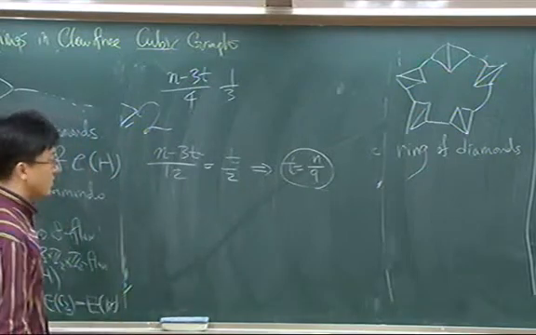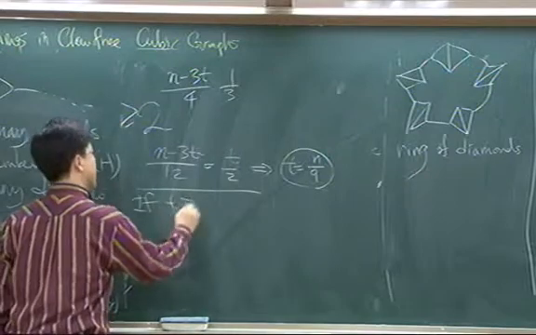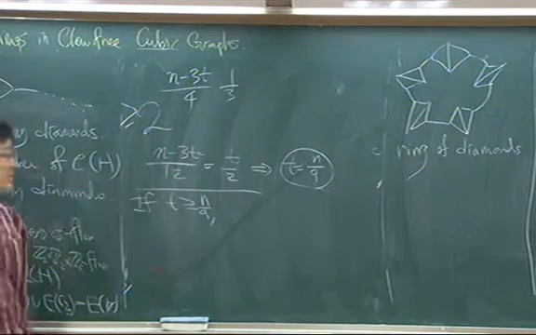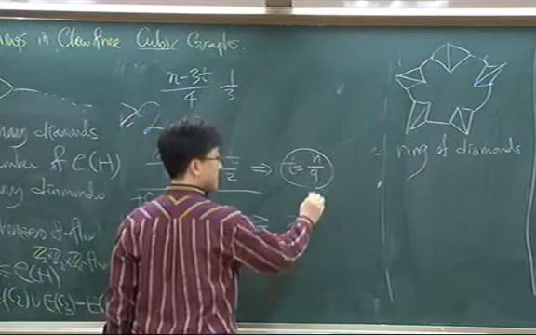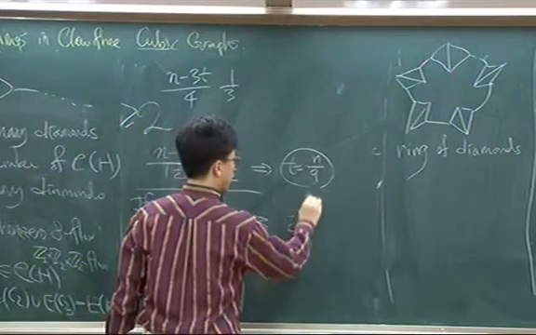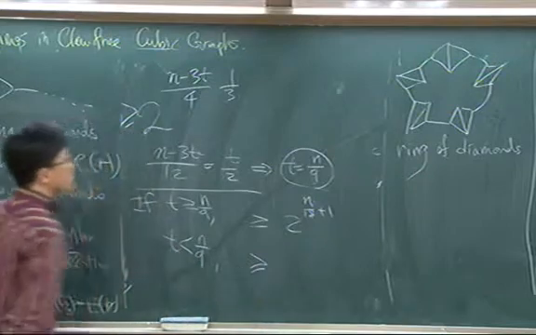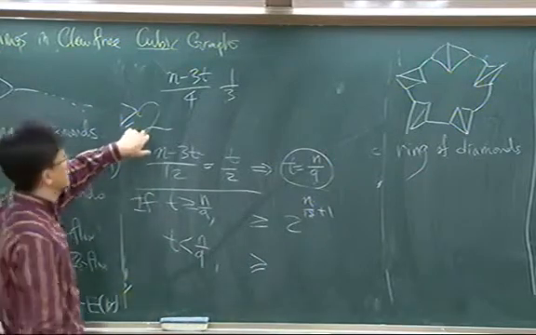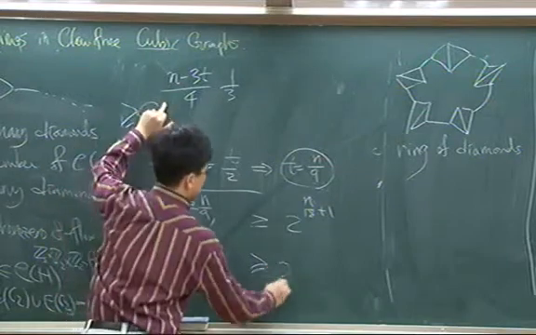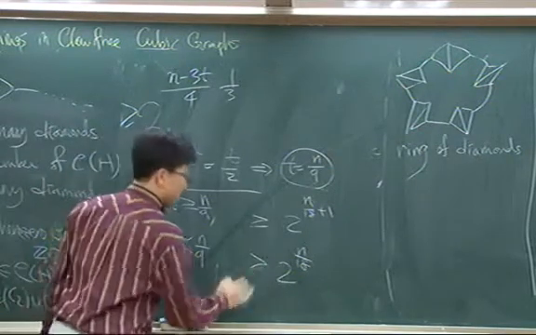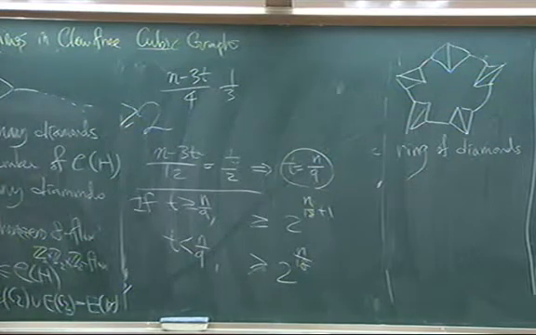So if t is greater than or equal to n over 9, then we use that inequality to say that the number of perfect matchings is at least n over 18 plus 1. If t is less than n over 9, then we prove it because of this. Actually I can remove the equality. So in both cases you win, right? Either you have many triangles, you win, or you have a small number of triangles, you win.